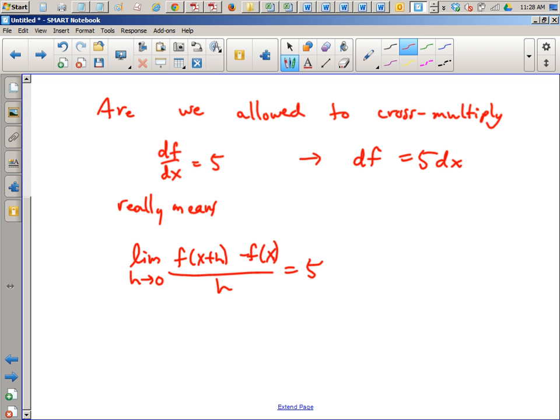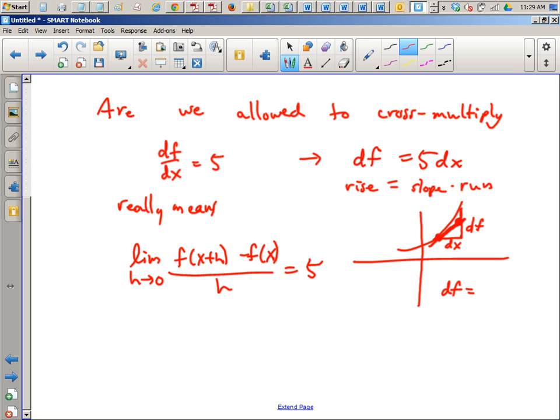We understand the idea that rise is slope times run. But we're talking about a derivative here. I can understand if we had a triangle like this, and you wanted to say, oh yeah, that's dx, and this is your df, and df is basically the slope times dx. That's just basically rise over run in disguise.